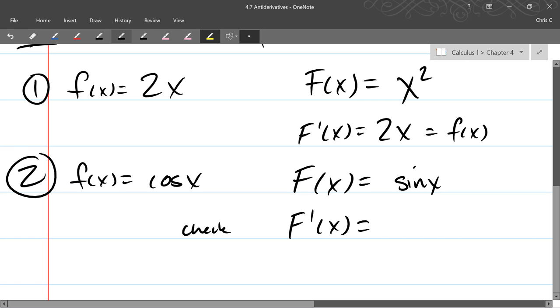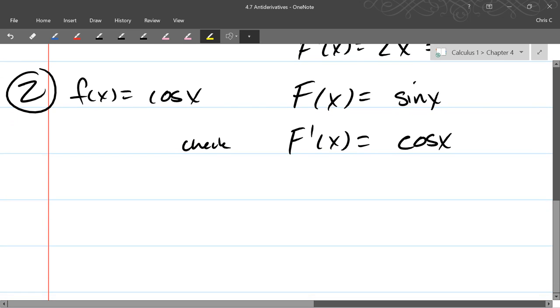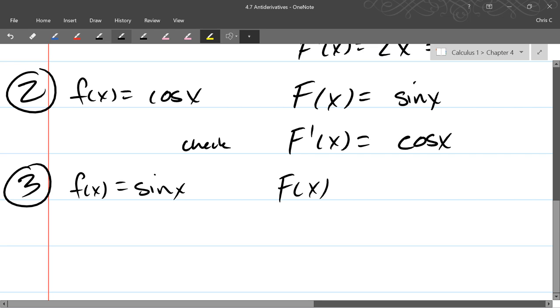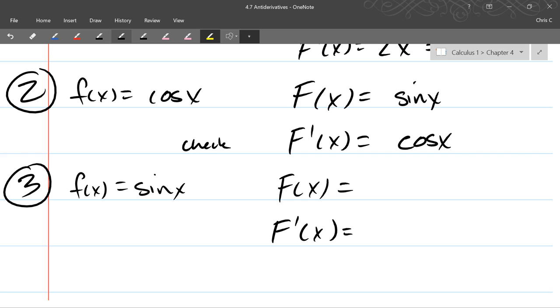So I'm going to guess sine; f prime, the derivative of sine, is cosine x. So that one was pretty straightforward. So take a little bit of time and guess at the antiderivative of sine. And then check and see if you're right.